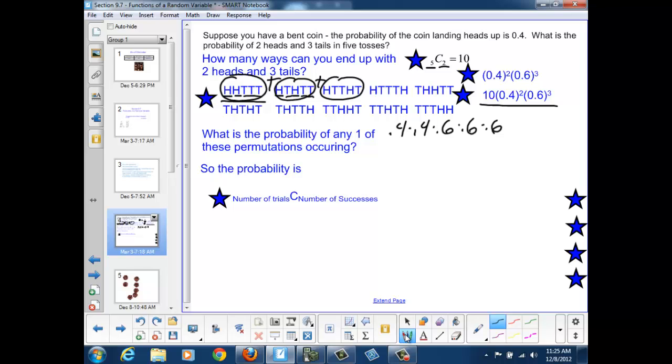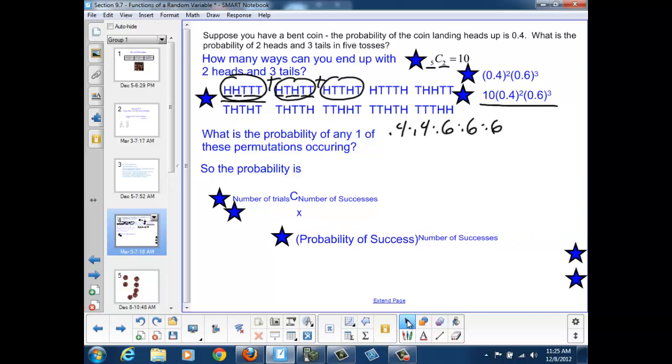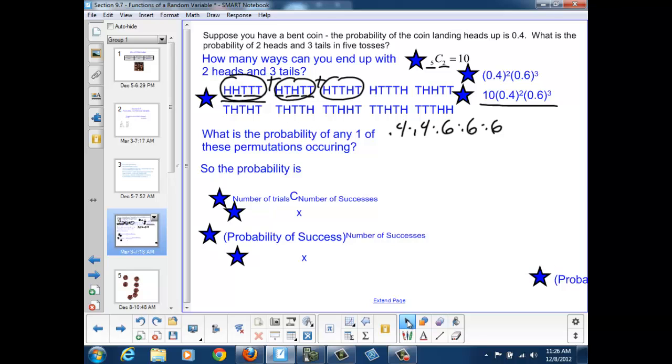We took that 10 and we multiplied by 0.4 squared. 0.4 squared comes from the values 0.4, which was the probability of success, and then we raised that, we squared it, because that was the number of successes in the question. We next multiplied again by the 0.6 cubed, where the 0.6 was the probability of failure, and we raised it, in this case, to the third power, which was the number of failures.